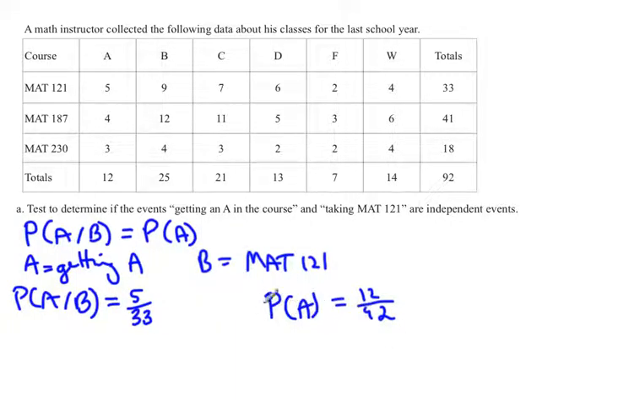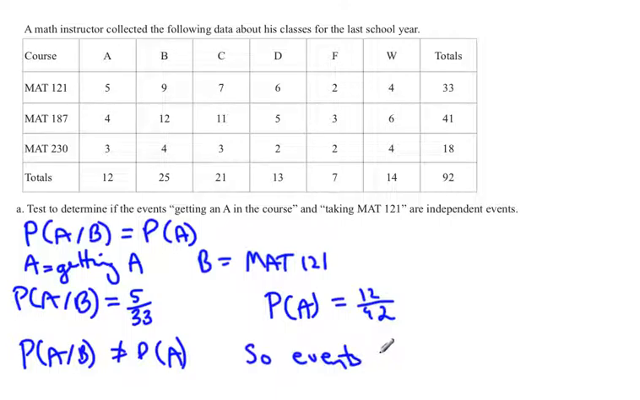You will notice that these two numbers do not equal. The probability of A given B does not equal the probability of A. So therefore the two events are dependent, or not independent.